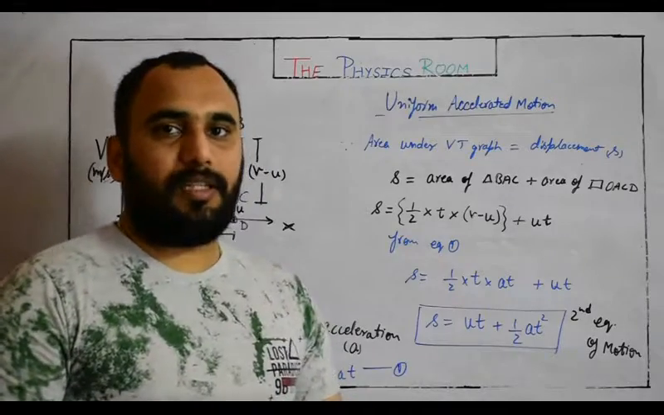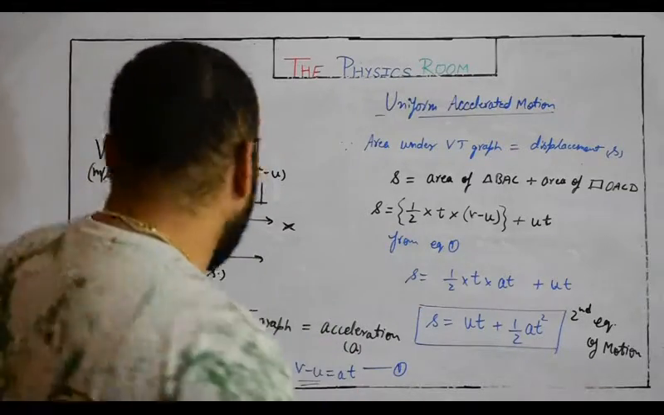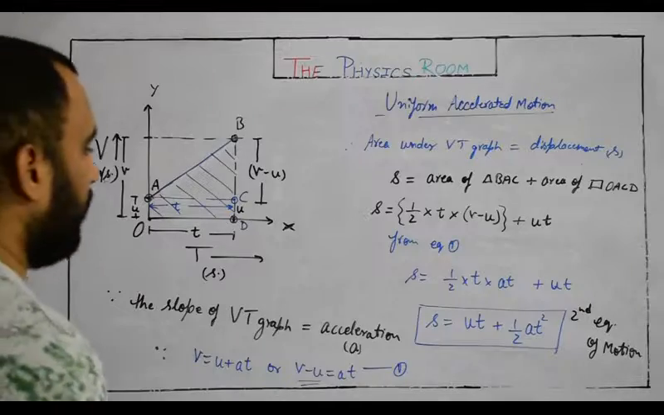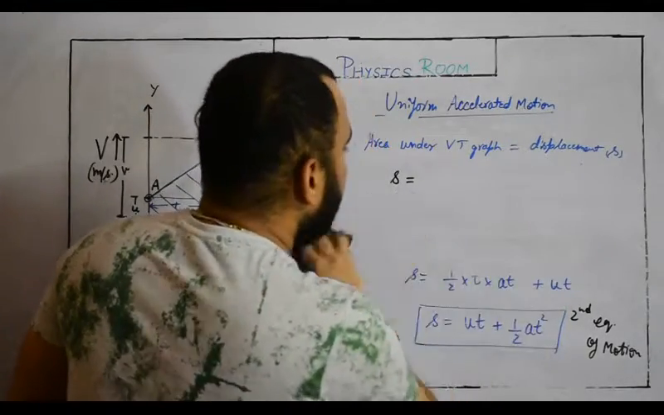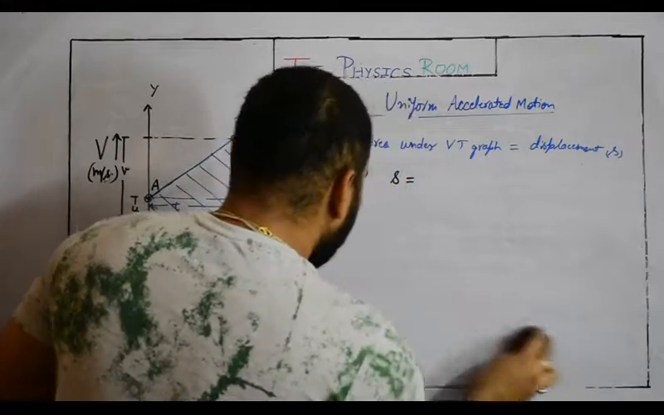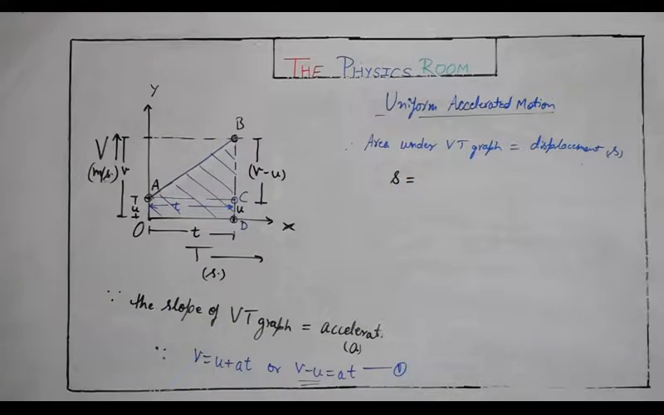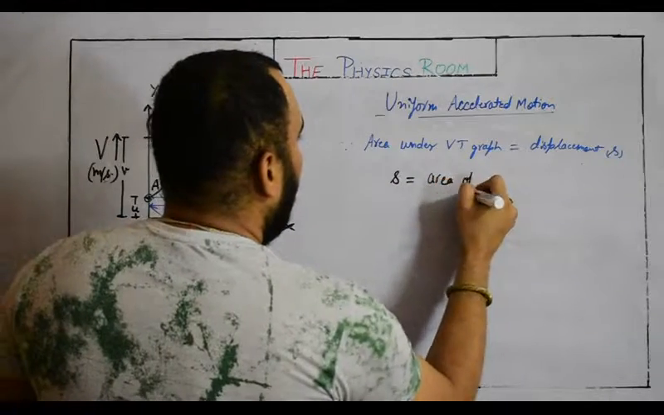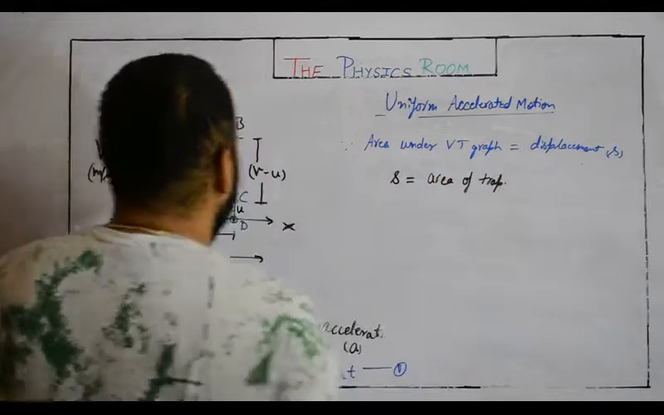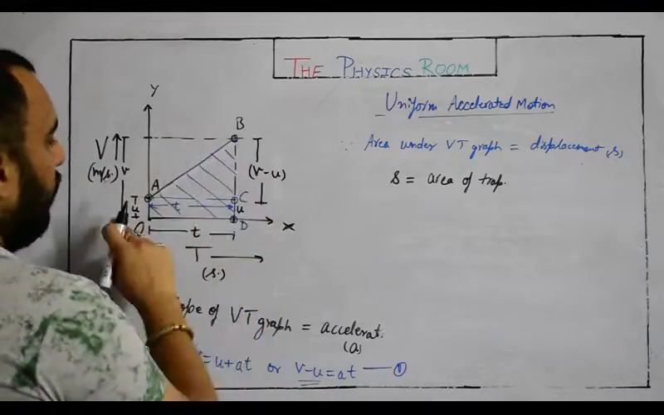After that, even then you can get the answer for this. Let me tell you how. For the third equation of motion, in the same graph, let's use the area of this trapezium OABD.